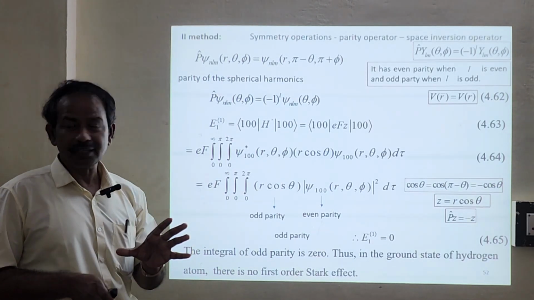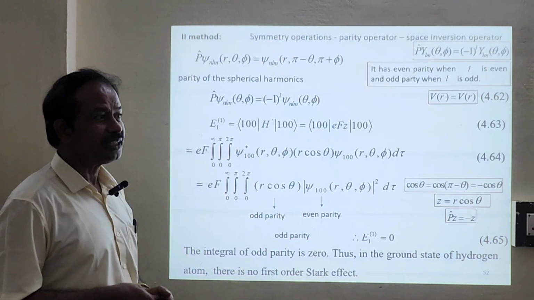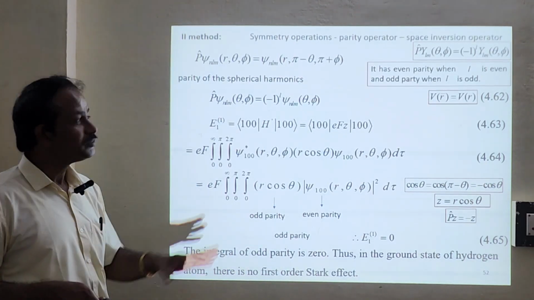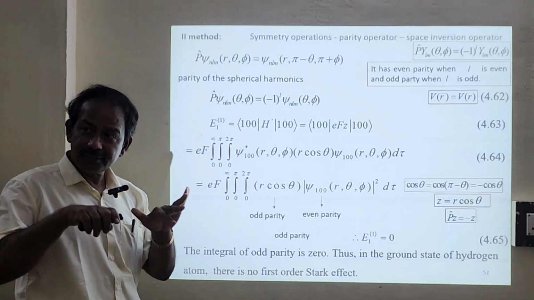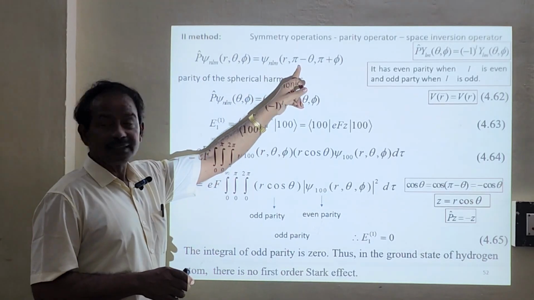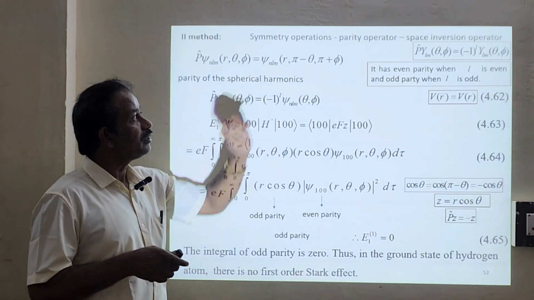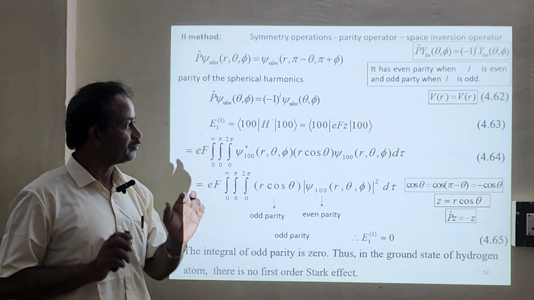It doesn't change r because of this potential symmetry, V of r vector equal to V of r. So r will not change. The effect of the parity operator on r is as it is; there will be no change in r. Whereas theta becomes pi minus theta and phi becomes pi plus phi. You will have to remember this.